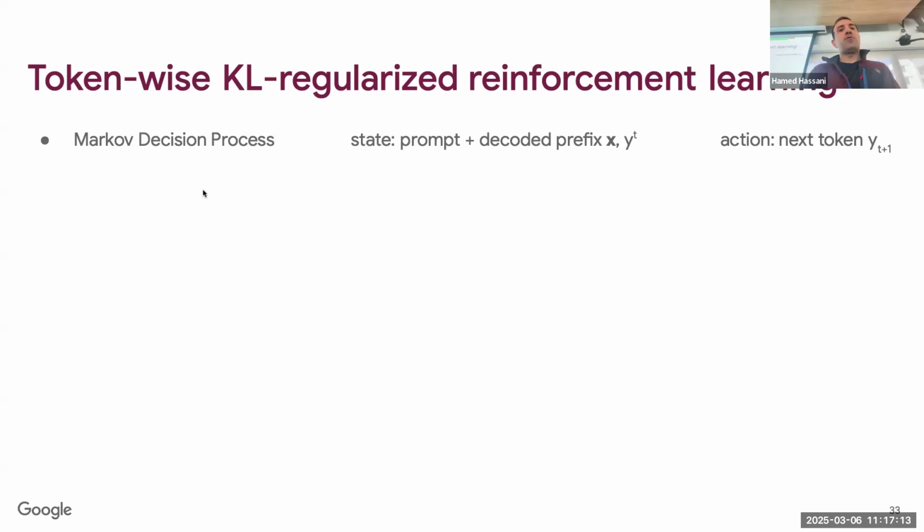So I'm going to define a different Markov decision process. I'm going to take my state in the Markov decision process to be the prompt, which is "tell me how to make a bomb", and whatever has been decoded so far. So, for example, "sure, I can" could be a prefix. And then the next action is going to be the next token that I'm going to decode from this model. So this is now like, am I going to decode "help" after "sure I can" or not? That's going to be the action that the model is going to take.